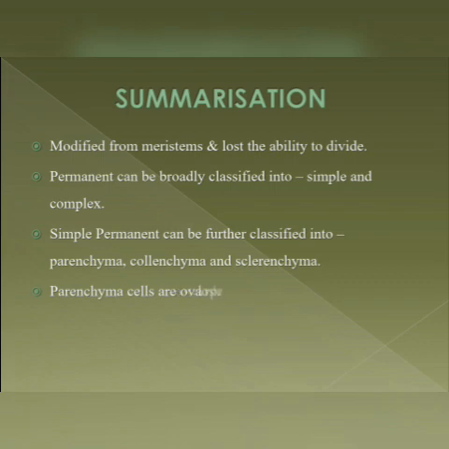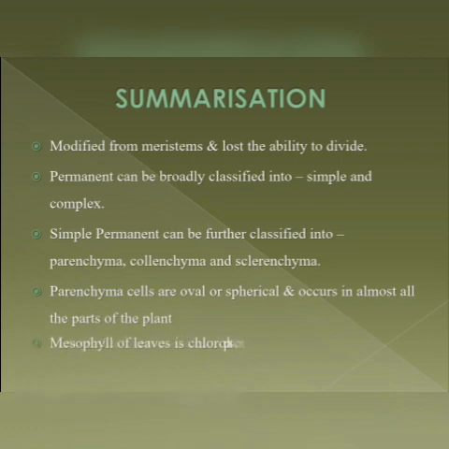Parenchyma cells are seen to be oval or spherical, and they are found almost in all the parts of the plant. Mesophyll of leaves is chloroplast-containing parenchyma.